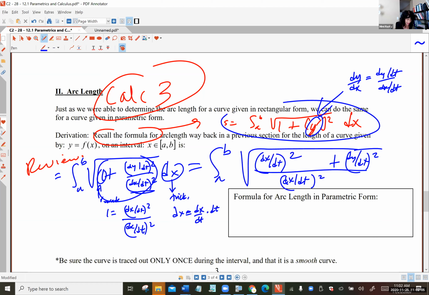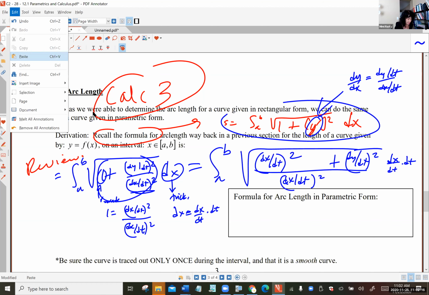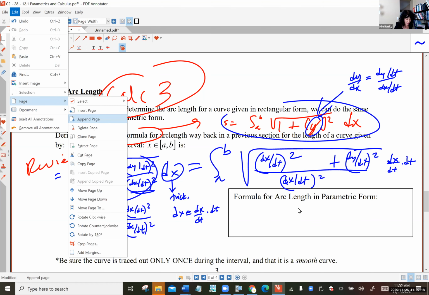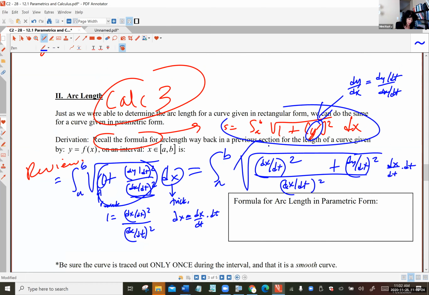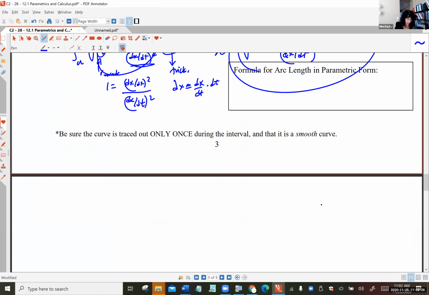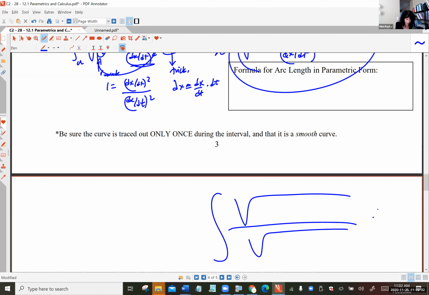Why can I do that? Because you can think of these dt's as almost canceling, which they don't, but just do it. So I'm going to replace that. The next step is just algebra. When you take the radical of a quotient like we have here, I'm going to rewrite that as a quotient of radicals: the square root of the numerator divided by the square root of the denominator. Over here I still have dx dt times dt.